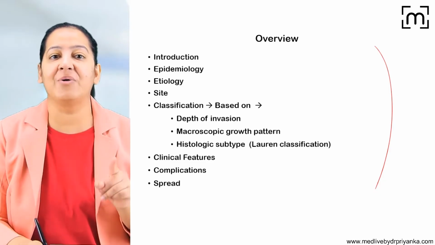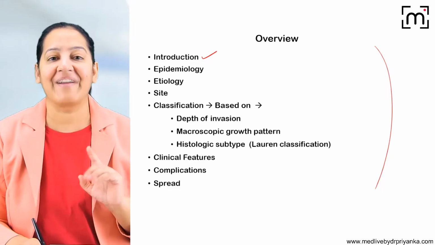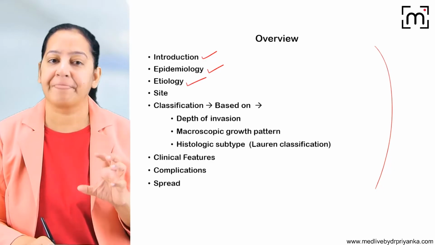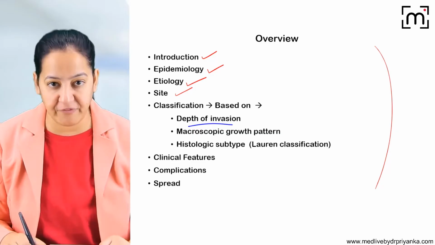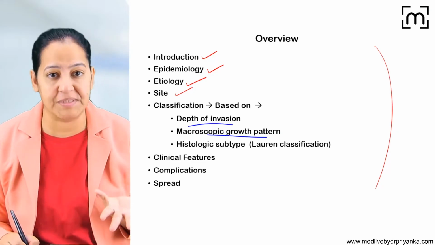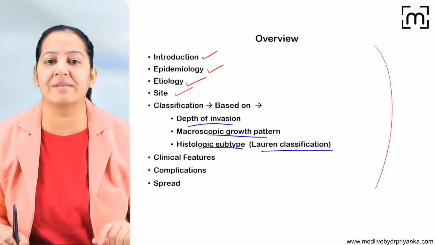So first of all, write down the introduction of gastric carcinoma. What is gastric carcinoma? Then write down its epidemiology. Then write down its etiology. Then the sites. Then I will tell you three types of classification. First, based on the depth of invasion. The second, based on the growth, macroscopic growth, I mean the gross. And third is the histology, I mean the microscopic. This is known as Lauren classification.